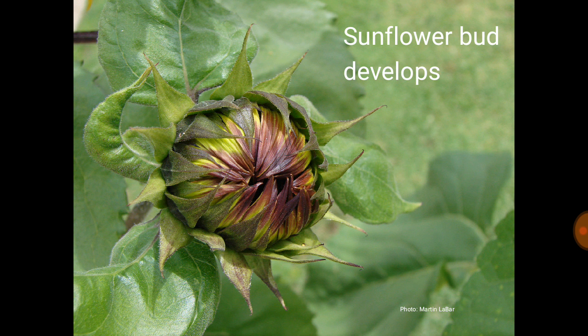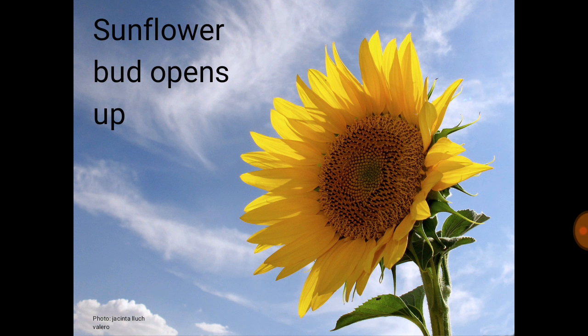Now, a bud is a premature flower that is yet to blossom. To blossom means to open up. So, a bud is a premature flower that is yet to blossom. Now, in the next stage, you can see here that the bud has fully become a flower, meaning that it has what? Blossomed and opened up. So the sunflower bud opens up to become a full-grown flower.